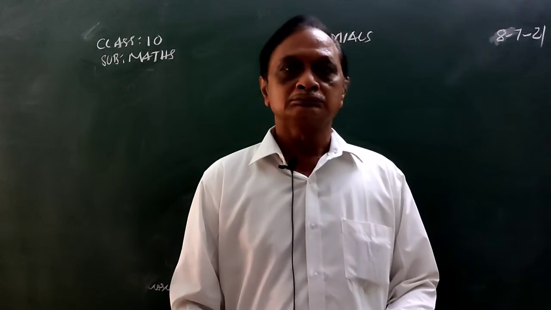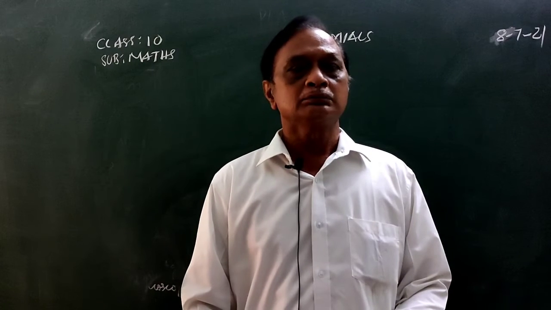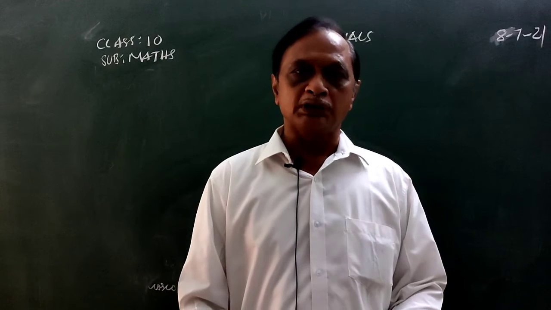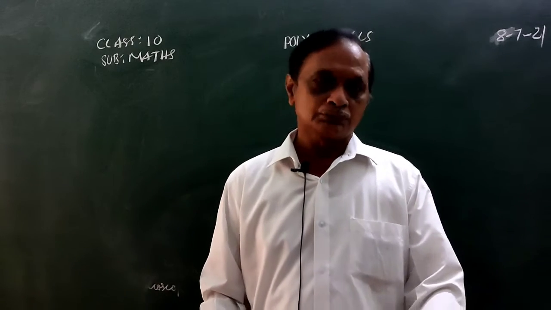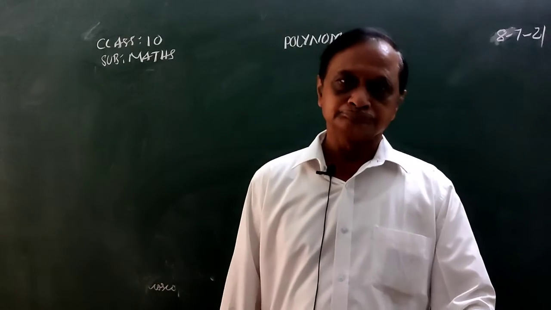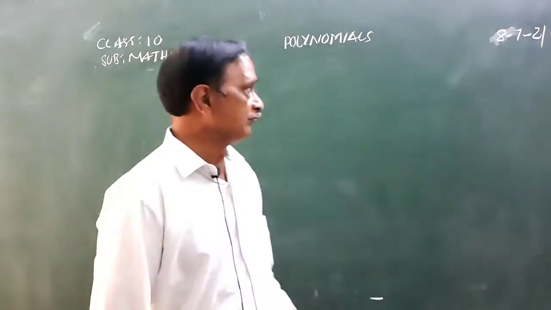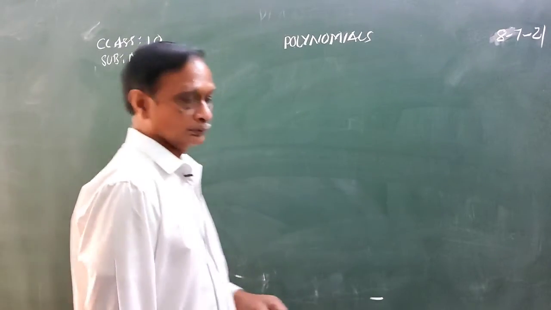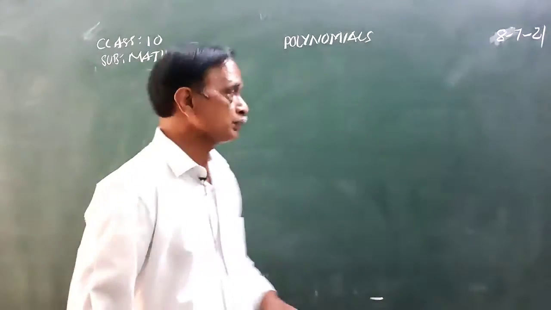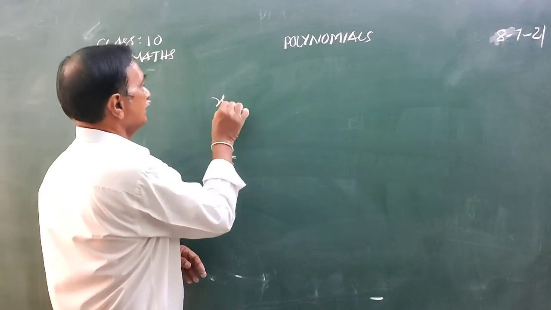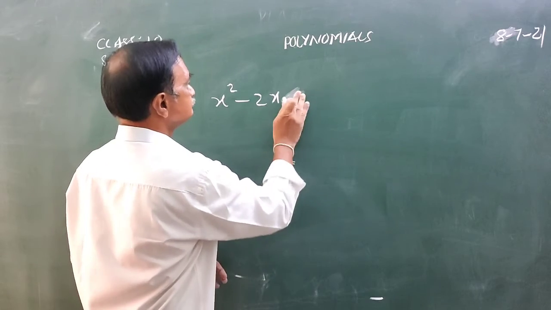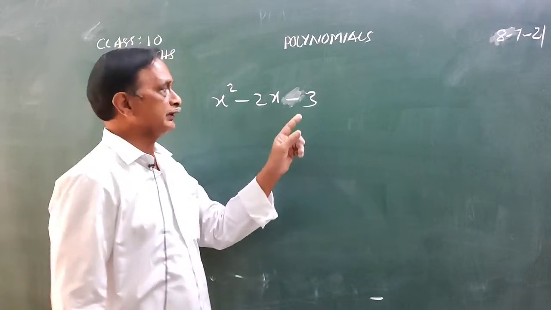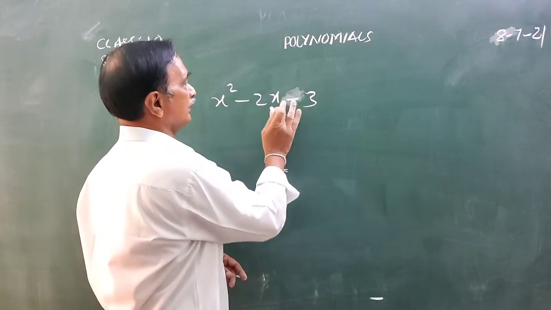So far, in the previous class, we learned how to divide a polynomial by another polynomial. Now we are going to solve example 11. But before going to that example 11, we are required to learn some concepts. Here, x square minus 2x minus 3 is a quadratic polynomial.